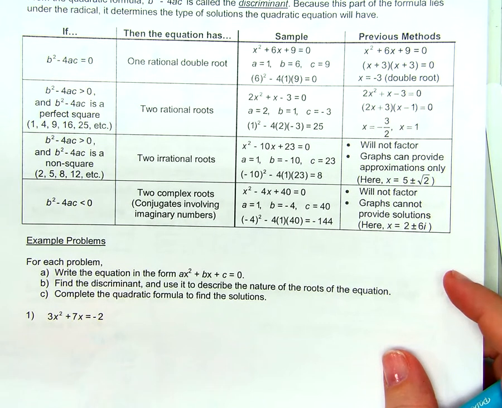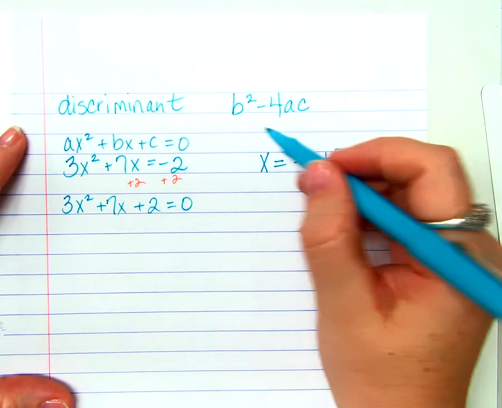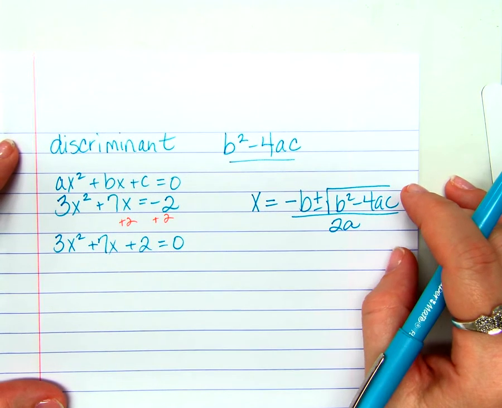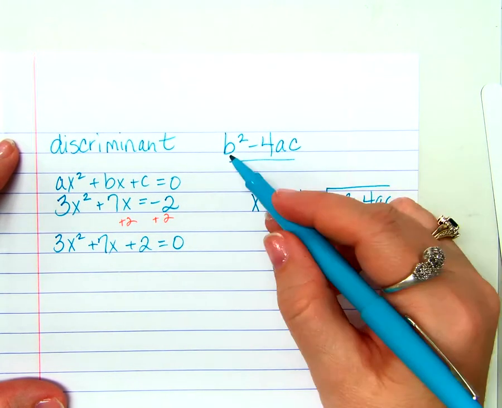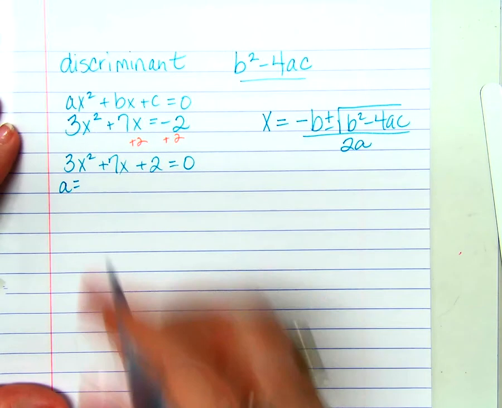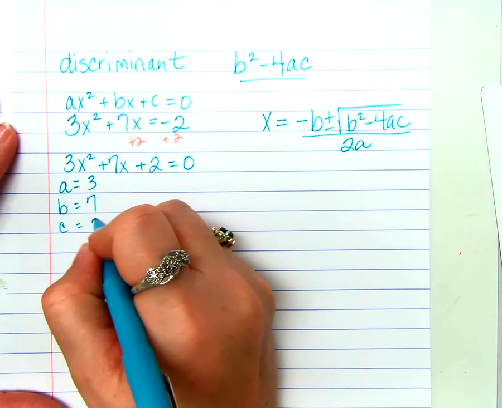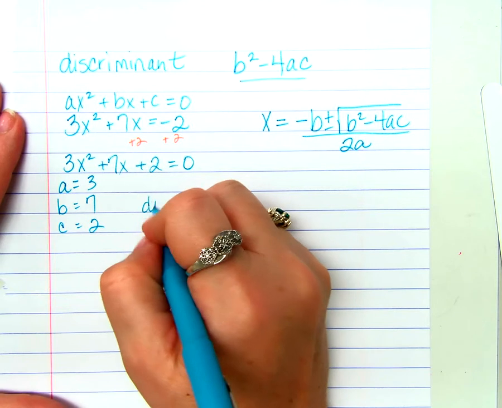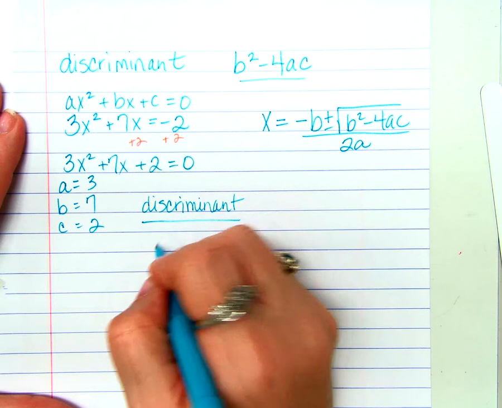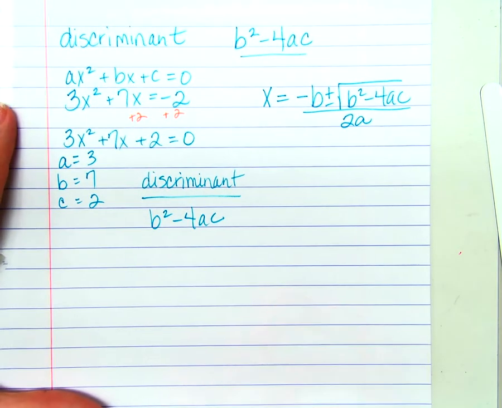B, find the discriminant and use it to describe the nature of the roots. Well, before I can find the discriminant, what do I need to know? Don't I need to know A, B, and C? In this particular problem, what is A? 3. What is B? 7. And what is C? 2. Excellent. So if we're finding the discriminant, I'm going to do b squared minus 4ac. That seems familiar. We'll talk about that in a second.